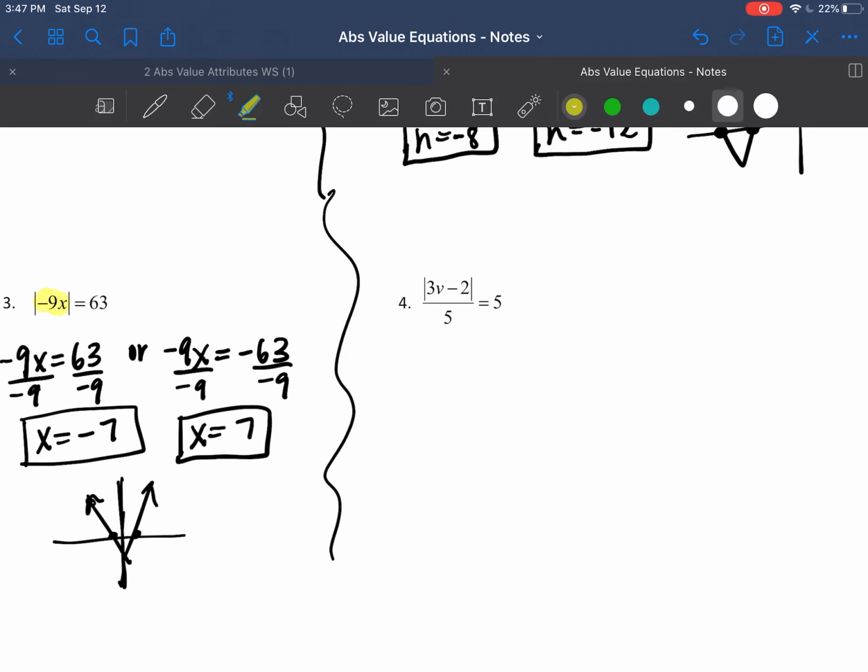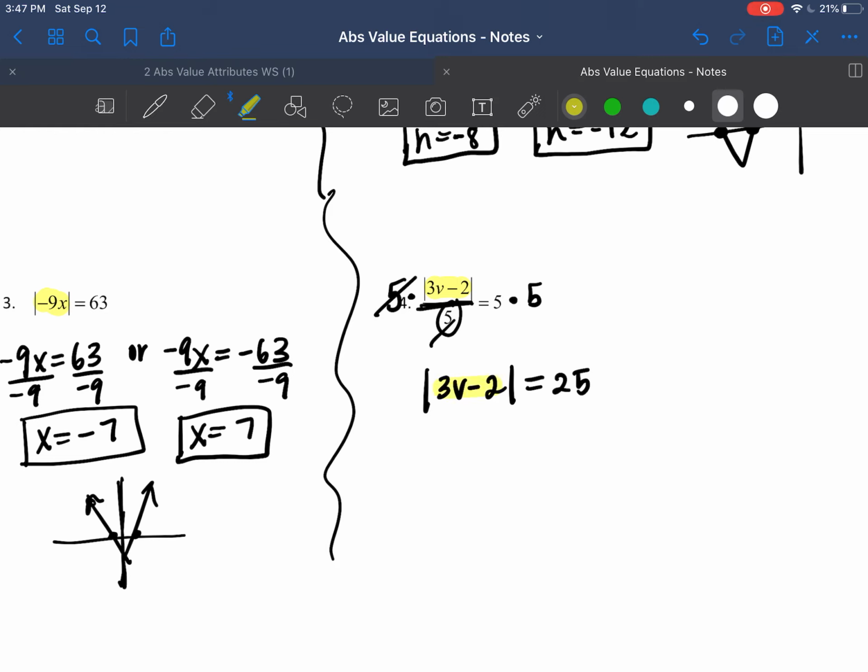On number 4, here's our absolute value, but we are not ready to take the bars off just yet because we have this 5. This means divided by 5, so to get rid of it, we need to multiply both sides by 5. That's the inverse operation. Leaving me with 3v minus 2 in the bars still equal to 25.